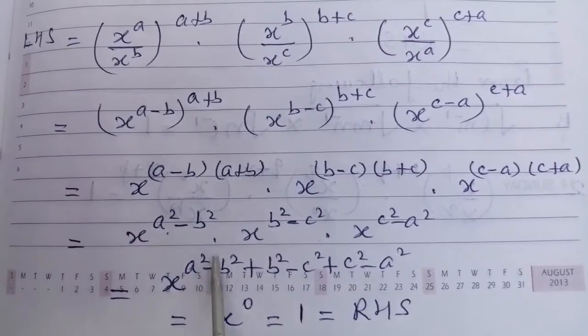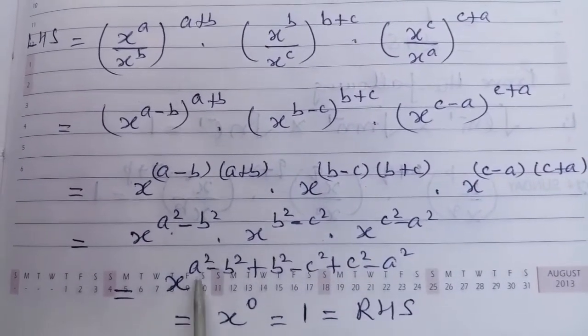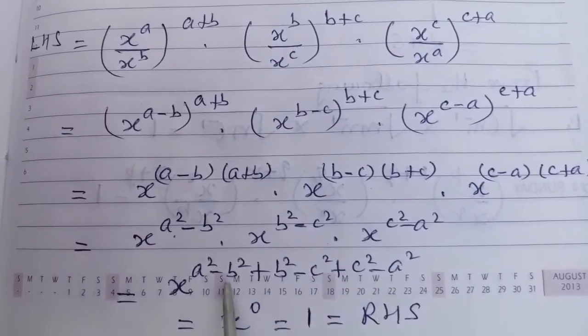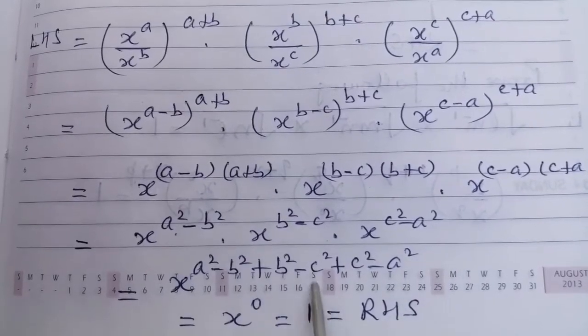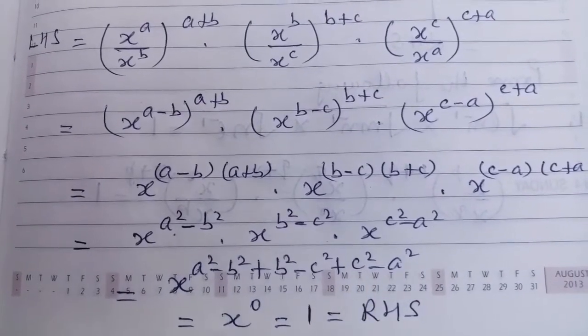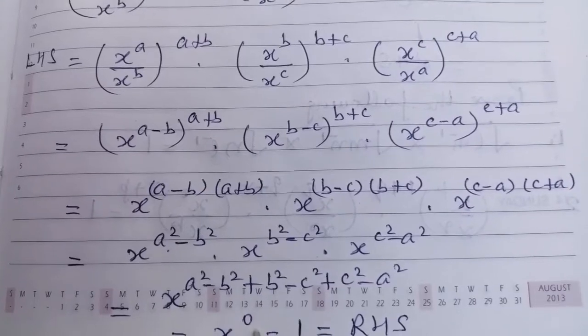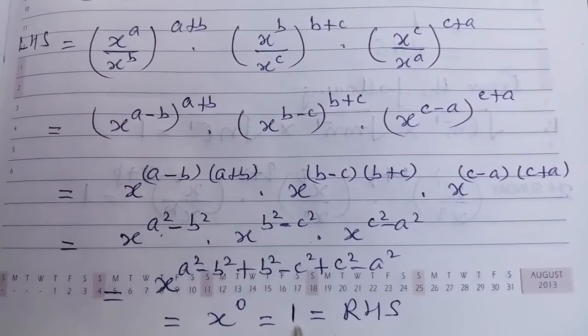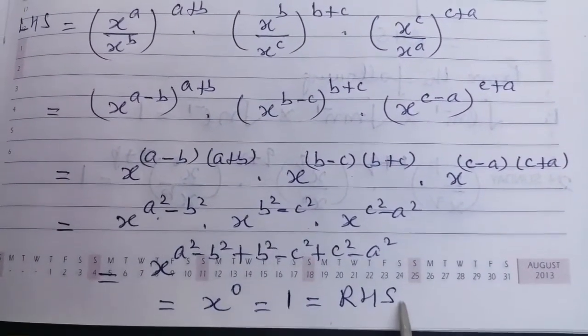Now if you see, all these terms will get cancelled: a square with minus a square, minus b square with b square, and minus c square with c square. So you are left with x raised to power 0, which is equal to 1, and that is our right hand side.